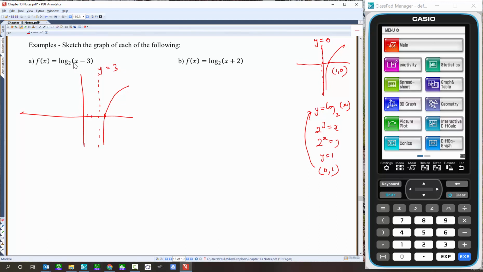Right, now the other way to work that out is that we say what is the x-intercept? The x-intercept occurs when y is equal to 0. So 0 equals log base 2 of (x - 3). 2 to the 0 is 1, equals x - 3. After I change the form, x is equal to 4. So you can tell when x is equal to 4, y is equal to 0.